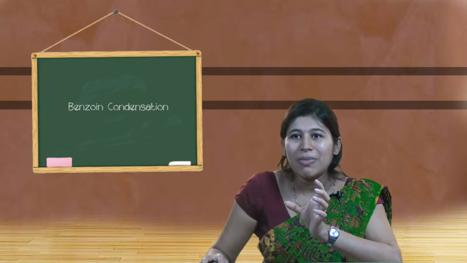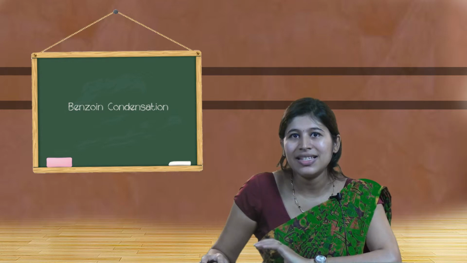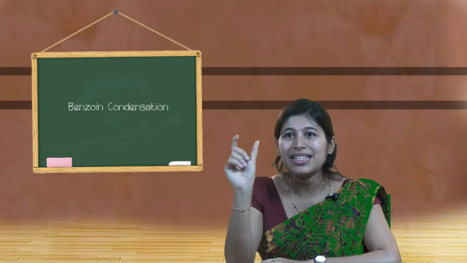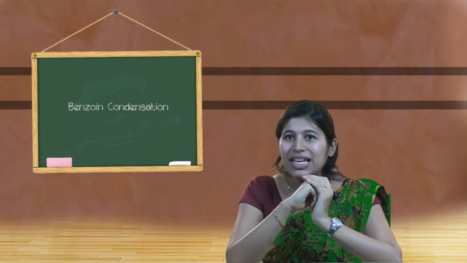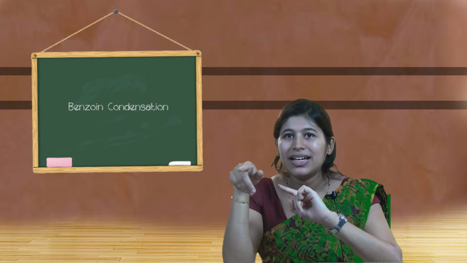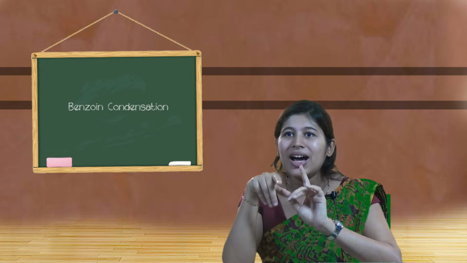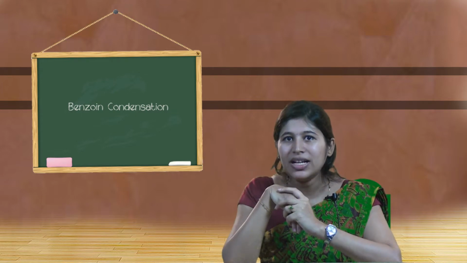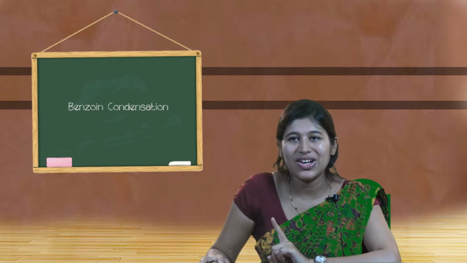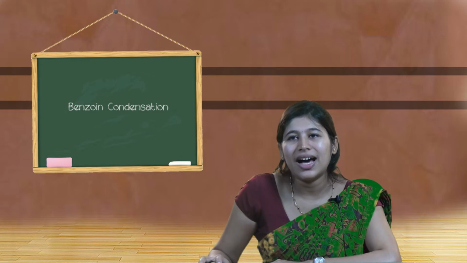What do you mean by an aromatic aldehyde which lacks alpha hydrogen? An example is benzaldehyde. You can see in benzaldehyde the carbonyl group, that is the aldehyde group, is attached to the aromatic ring. The carbon next to the carbonyl group is called the alpha carbon, and in this alpha carbon there is no hydrogen. That's why it is an example of an aldehyde which lacks alpha hydrogen.